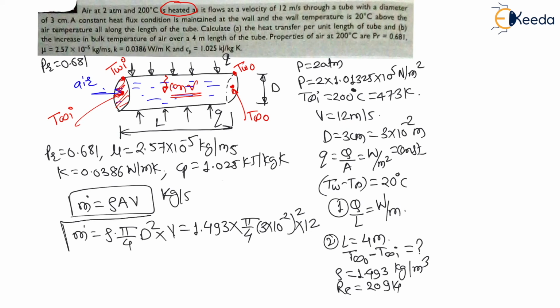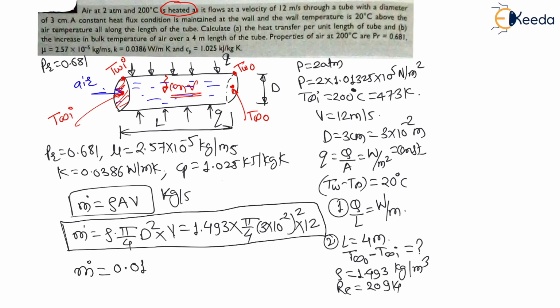Therefore, in this equation only the mass flow rate is unknown. So let us solve this equation for mass flow rate. Then you will get mass flow rate equal to 0.012664 kg per second. Now once the mass flow rate is calculated, let us equate the heat transfer rate to m Cp dT, m Cp into T infinity O minus T infinity I, and calculate this T infinity O minus T infinity I.